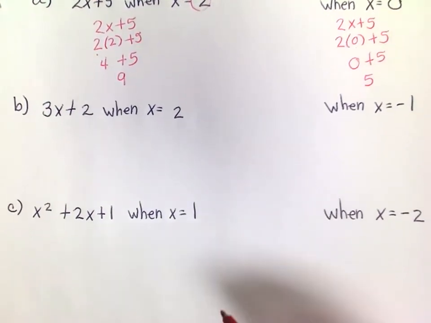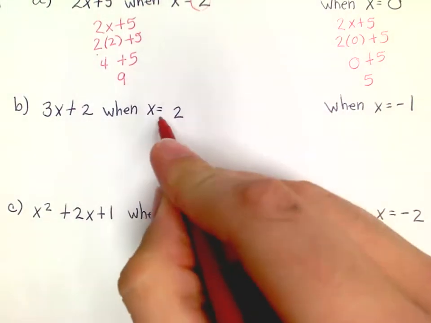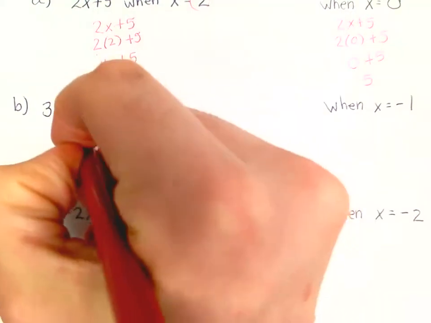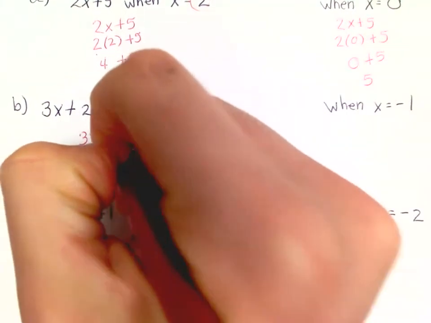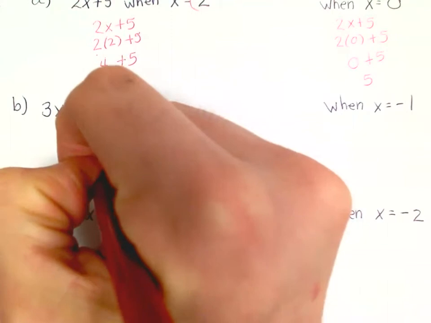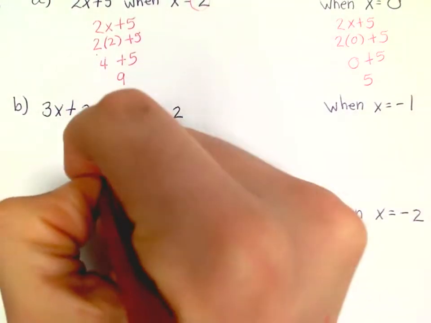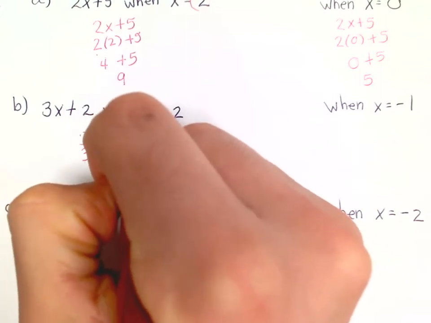Let's go to part B. Where we see an x, let's plug in a 2. So let's plug a 2 in for that x. So we have 3x plus 2. Then we'll plug in the 2 for x. So 3 times 2 is 6, plus 2 is 8.